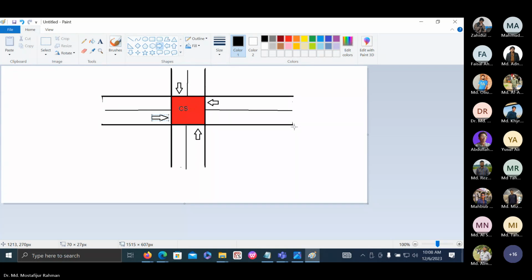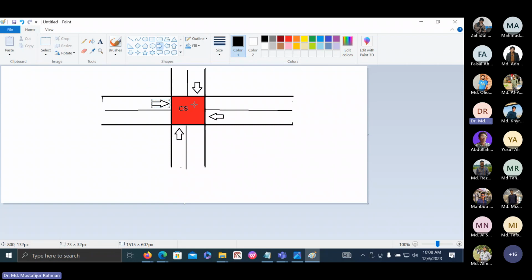I think if we, your left sided, left sided. This one, this one, this one, and this one. So four cars are going.